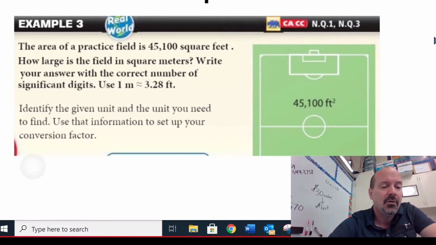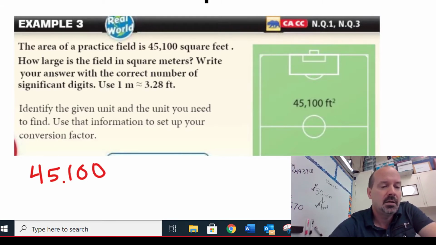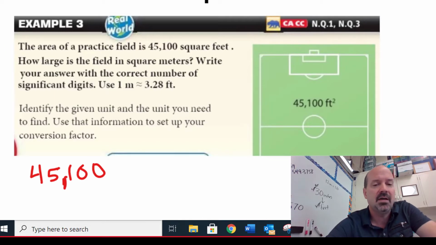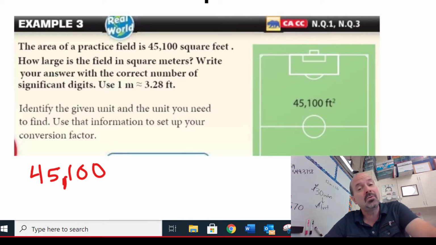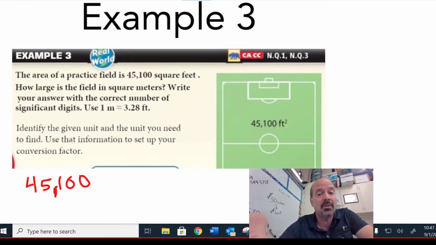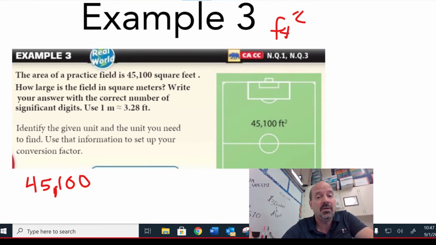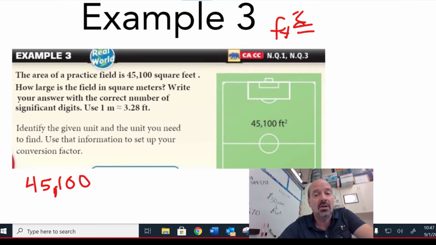Well, we have 45,100 square feet. How do I write square feet? You can put feet with a little 2 up top like this. That's square feet. But that's the same thing as, do you know?